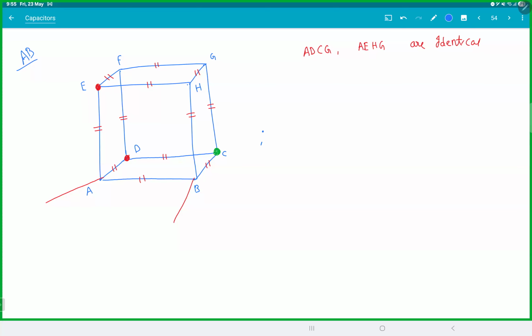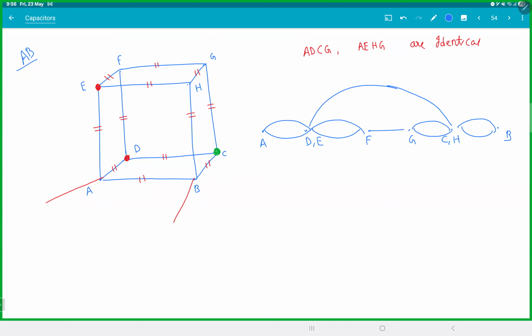So there are actually 6 points. A, D and E are the same. F is there. G is there. C and H are the same and B is there. Now if you redraw them, each capacitor is a line. So between AD and AE we have 2. DF and EF we have 2. FG there is 1. There is 2. There is 2. D to C we have 1. E to H we have 1. A to B also we have 1.